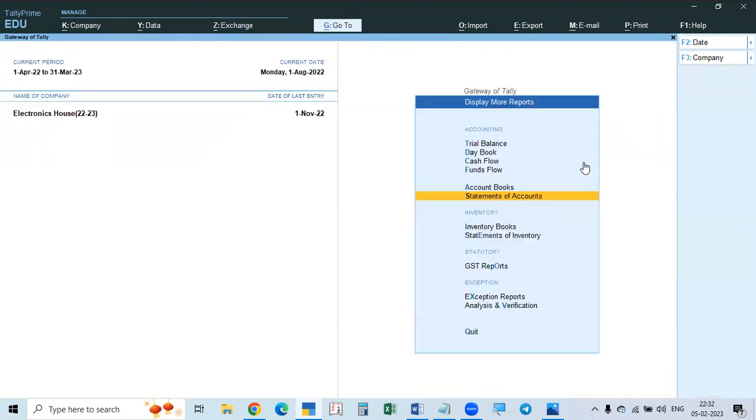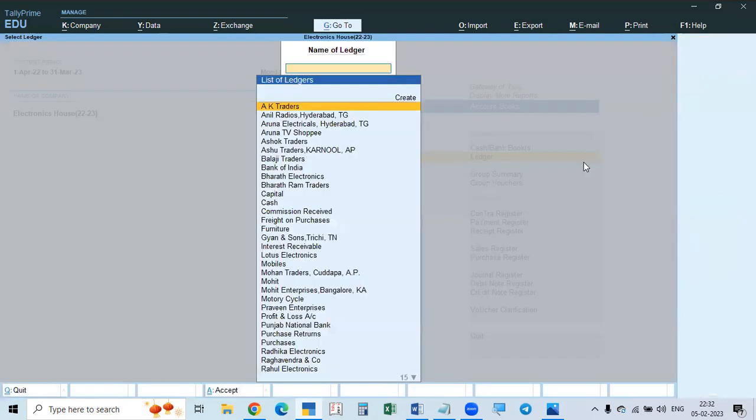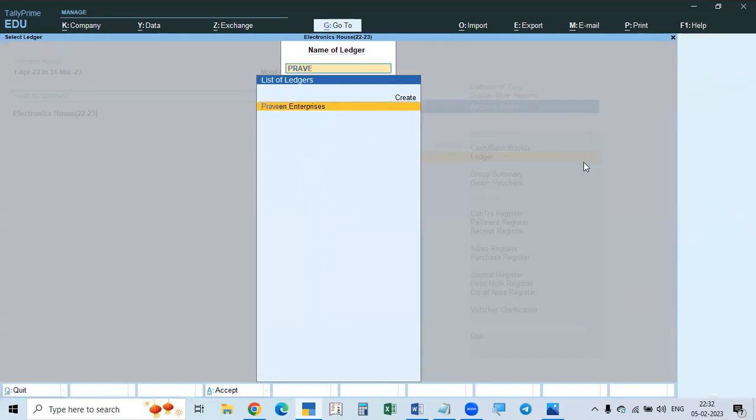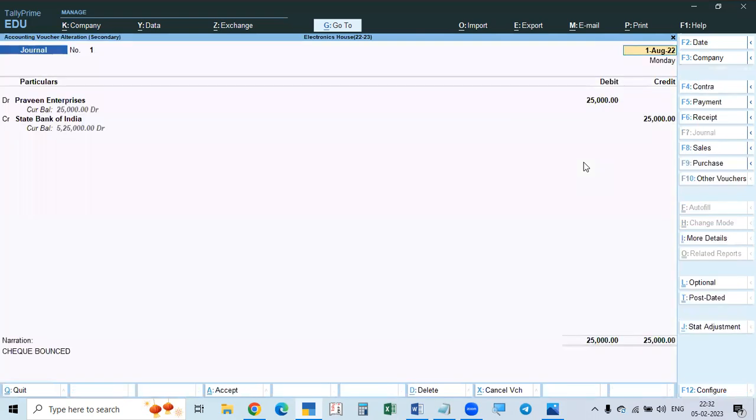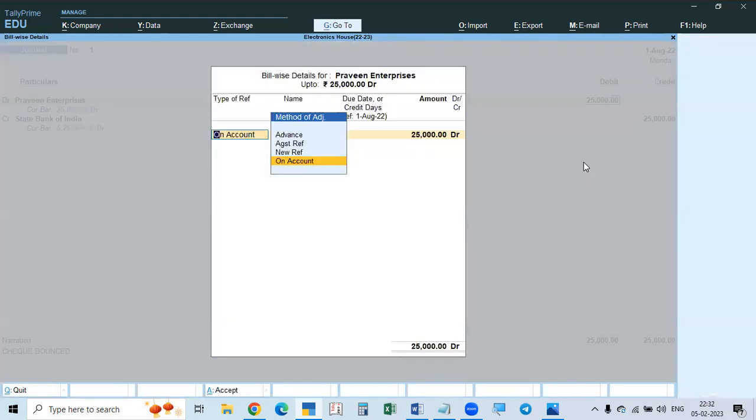So in this case, we'll go back to the ledger account. So Praveen Enterprises, here check bounce. This is the check bounce. Here we have it, on account. But instead of that, we give some number or some other name for this. This check number against reference number is called name, because it may be a name or it may be a number. See, in this case, we have to show a new reference. You take a different number. So take a new number. It's not against a reference. Against reference is closed. New reference you take.